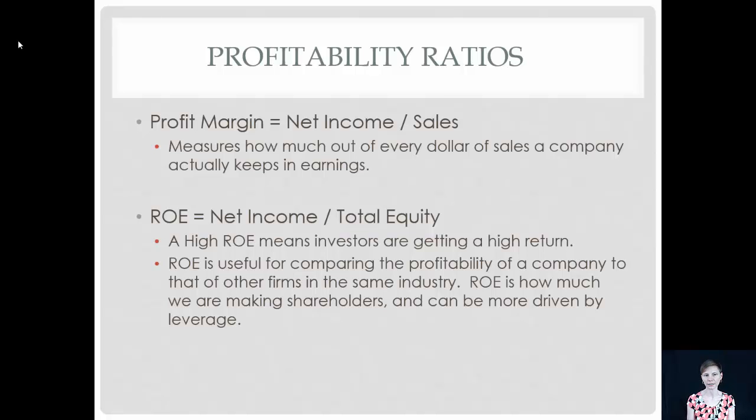I also used ROE, which I do find very important, as discussed in presentation 1, and it did actually show a significant trend depending on the industry and depending on the year. Not really something you can use all the time or alone, but ROE is definitely an important factor that I wanted to use. And that's net income over total equity. And a high ROE means investors are getting a higher return. And if I'm investing in a company, that's exactly what I want to see. ROE is useful for comparing the profitability of a company to that of other firms in the same industry. ROE is how much we're making the shareholders, and it can be driven more by leverage.